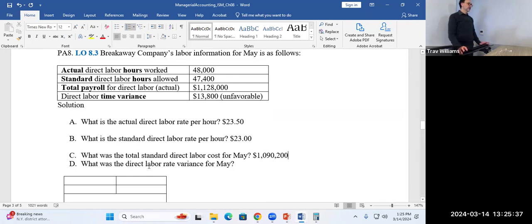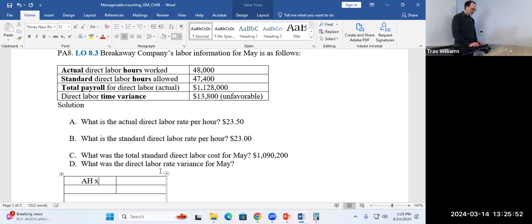Now they want to know what was the direct labor rate variance for May. So this is like our materials price variance, right? Whenever you see rate variance for labor, it's like price variance, which means we're doing actual hours times the actual rate minus actual hours times the standard rate. And we have all that information now, right? So actual hours is 48,000. Actual rate is the 23.50. And standard rate is the 23.